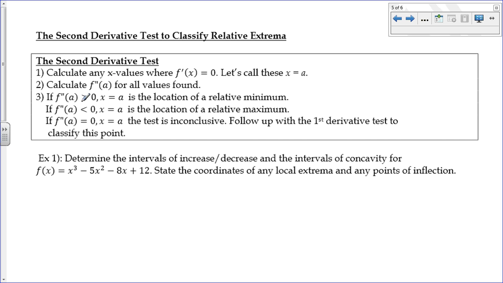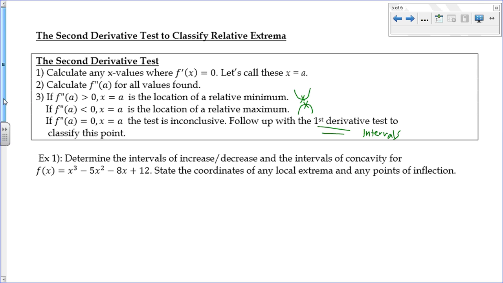Calculate f double prime of a for those values. If f double prime of a is greater than 0, that means you're concave up and you have a min. Now that might seem counterintuitive. Concave up, min, I don't understand. Well, remember, concave up looks like this. Your minimum value would be at the bottom. And then if you're concave down, you have a max. And then if the second derivative equals 0, the test is inconclusive. You may have a relative max, you may have a relative min, you may have neither. What you need to do then is you would have to go back to the first derivative test, which means test those intervals to determine if you have a relative max or min.